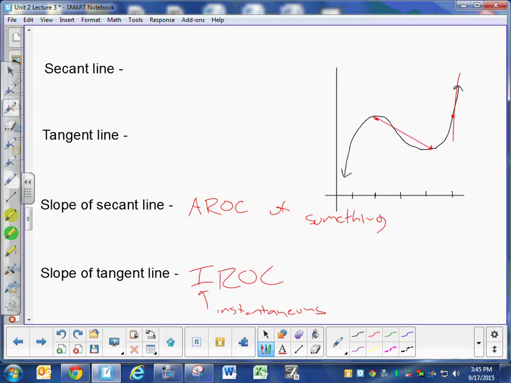All of a sudden, average rate of change turns into instantaneous rate of change. The remainder of the semester, we'll be talking about instantaneous rates of change of things, or derivatives. Okay.